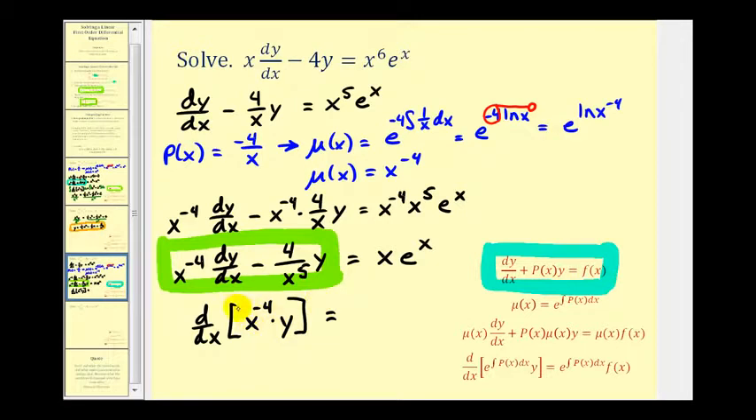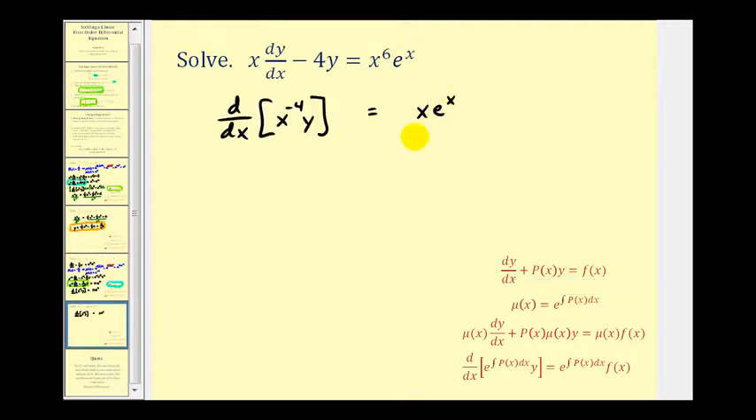Let's go ahead and check it by applying the product rule. The first times the derivative of the second, that looks good, plus the second, which is the y, times the derivative of the first, and that's the reason why it's minus, because we'd multiply by negative 4 and then subtract 1, that'd be x to the negative fifth, which in the denominator is x to the positive 5. So that looks good. And since these are equal, this derivative must also equal the right side here, which is x times e to the x. And now the last step is integrate both sides and solve for y. Let's go ahead and do that on the next slide.